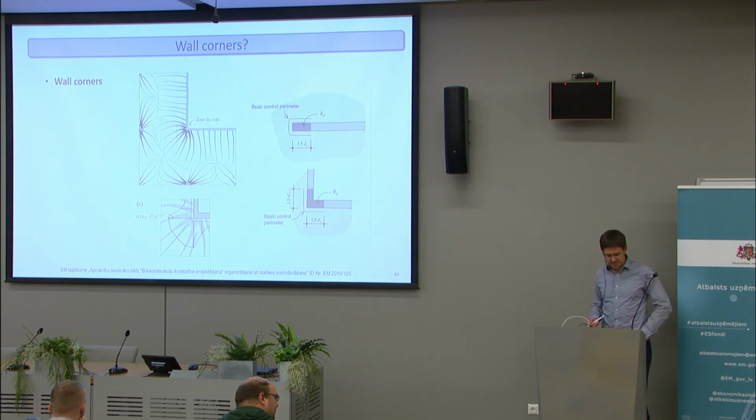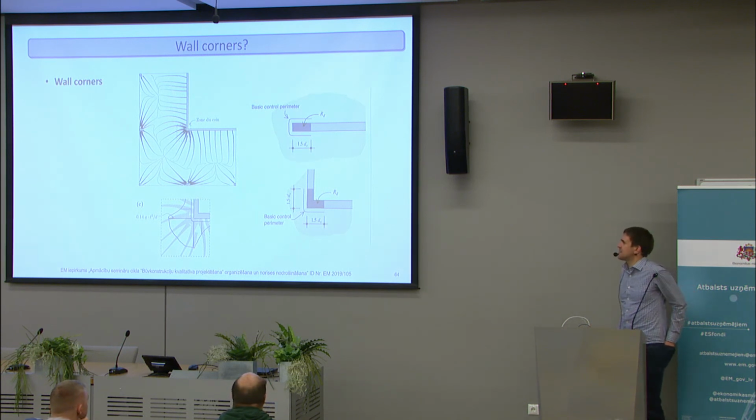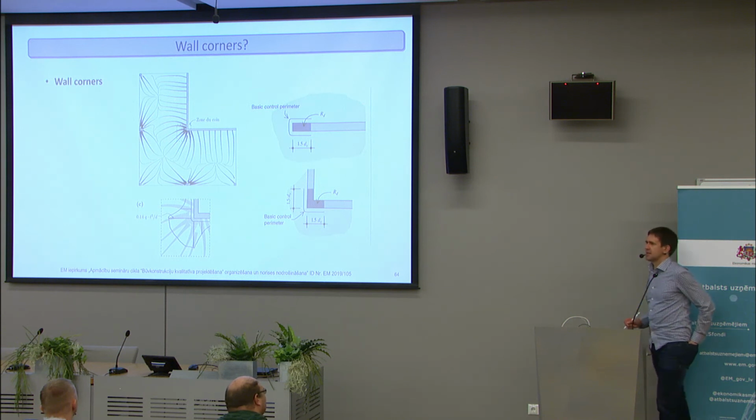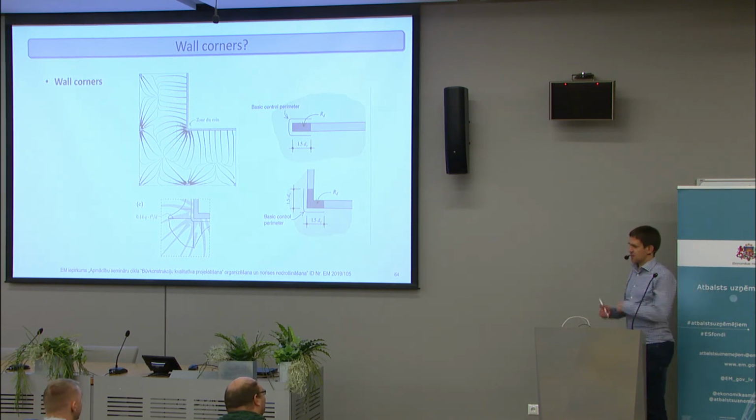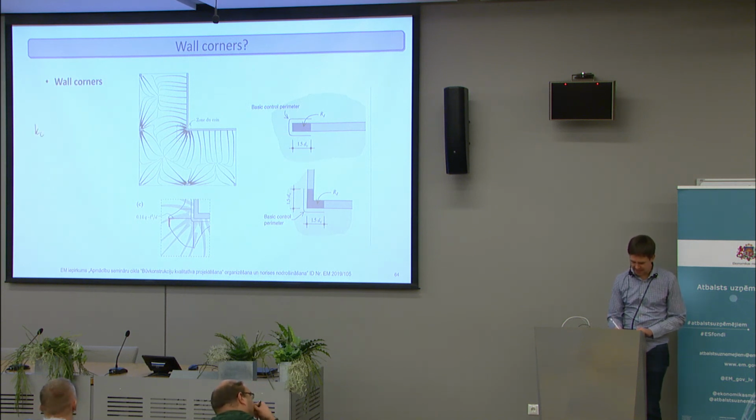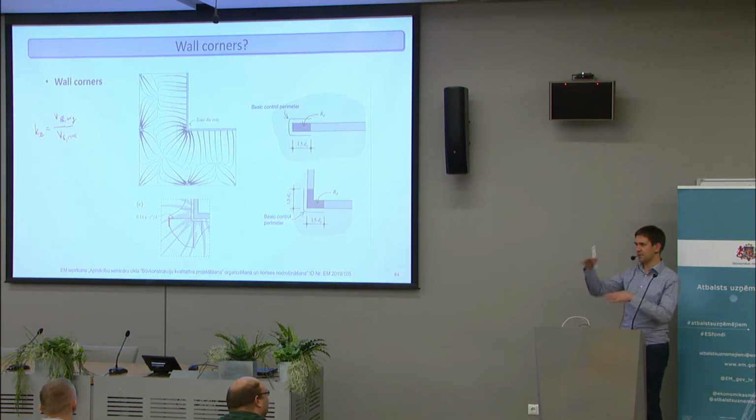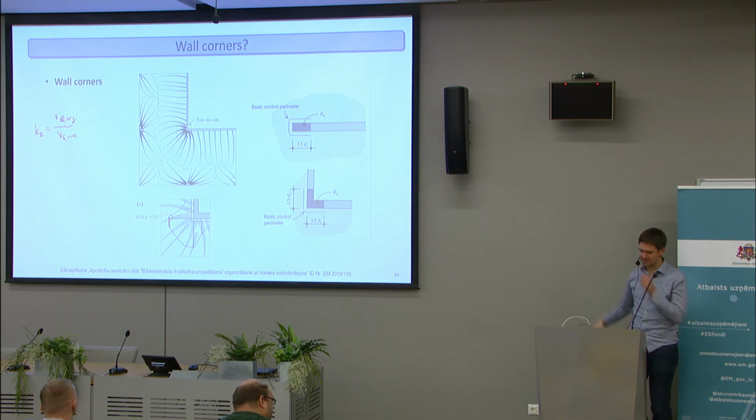Now in wall corners, it's not that easy to find rules about wall corners. Basically, in the model code and the Swiss concrete code, they say clearly that you have to design for the maximum shear force. There, the factor KE is defined as VE average divided by VE max. The KE is basically the inverse of beta, so beta would be VE max divided by VE average.